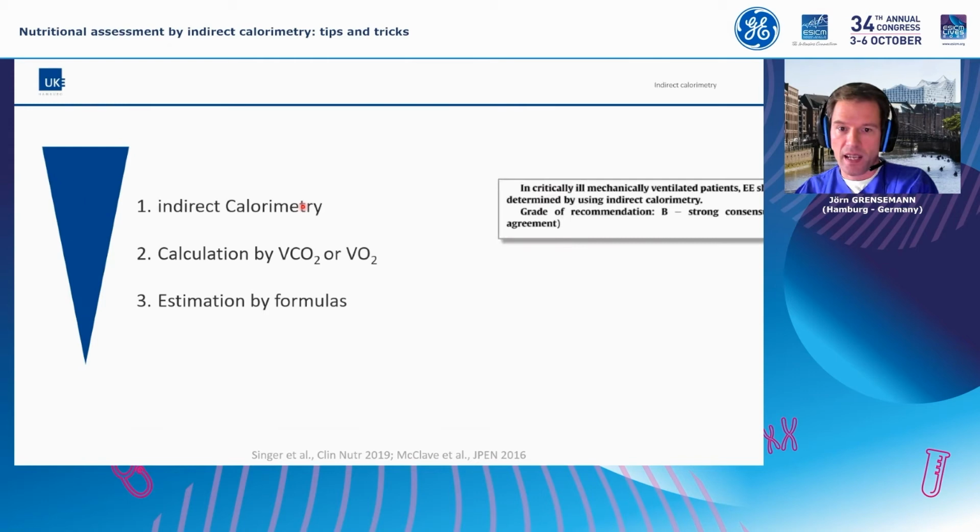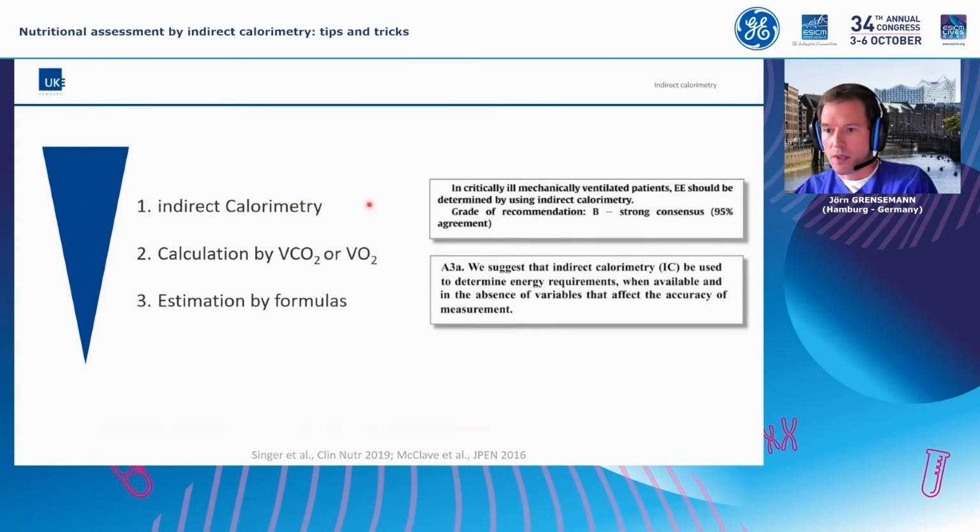And indirect calorimetry is also endorsed by the European and the US guidelines in critically ill mechanically ventilated patients. Energy expenditure should be determined using indirect calorimetry, and the American guidelines do suggest indirect calorimetry be used to determine energy requirements when available and in the absence of variables that affect the accuracy. So that would be the limitations, like a loss of gas due to extracorporeal membrane oxygenation or chest tube.